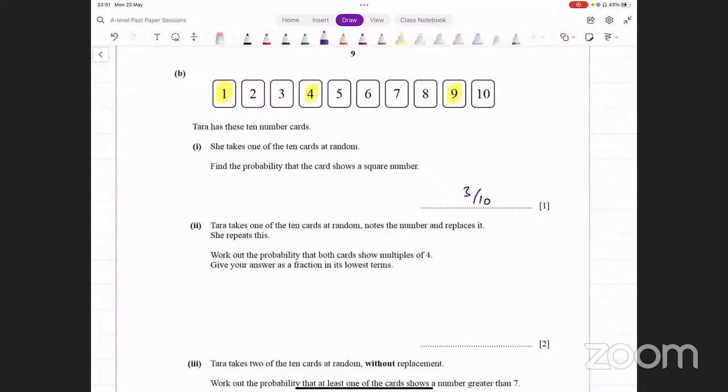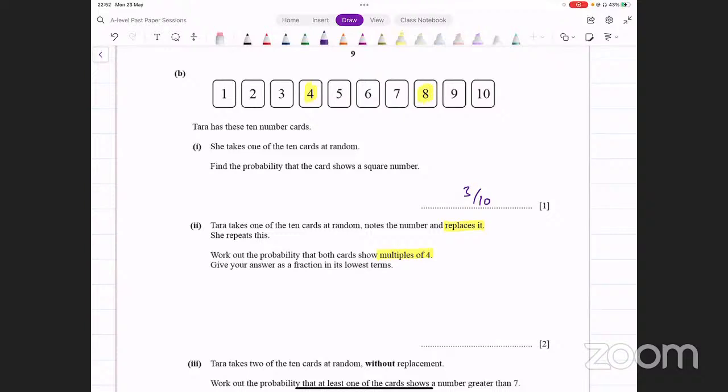3 over 10. Tara takes one of the 10 cards at random, notes the number and replaces it. Now this is important. She's replacing the card. She's taking one card and then replacing that, and then she repeats it. Work out the probability that both cards show multiples of 4. She's taking 2 cards out, and both have to be multiples of 4. Multiples of 4 आपके कौन से आ रहे हैं? You've got 4 here and 8 here. There are only 2 multiples of 4. Work out this probability कि दोनों cards multiples of 4 हो.